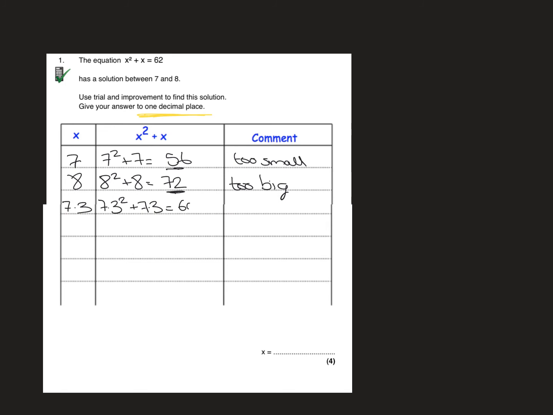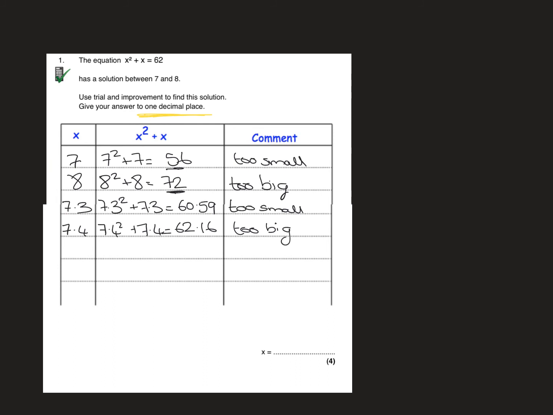60.59. Which is too small because I'm trying to get 62. So if that's too small, I'm going to need to go up. So I'm going to try 7.4. So 7.4 squared plus 7.4 on the calculator then. 7.4 squared plus 7.4 equals, and that is 62.16, which is too big.